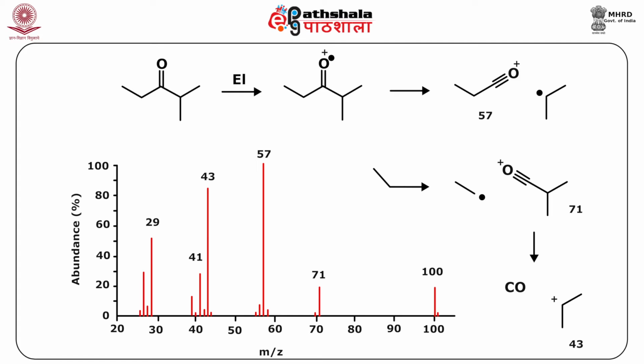It gives you fragment ions at m/z equal to 71, 57 and 43. Now you can see what kind of fragments are generated from this particular ketone, that is 2-methyl-3-pentanone, and what are the intensities of the fragments which are generated in this figure.